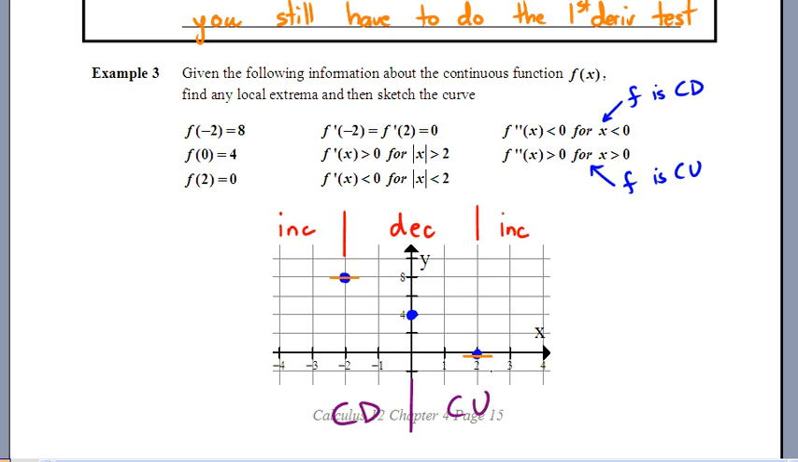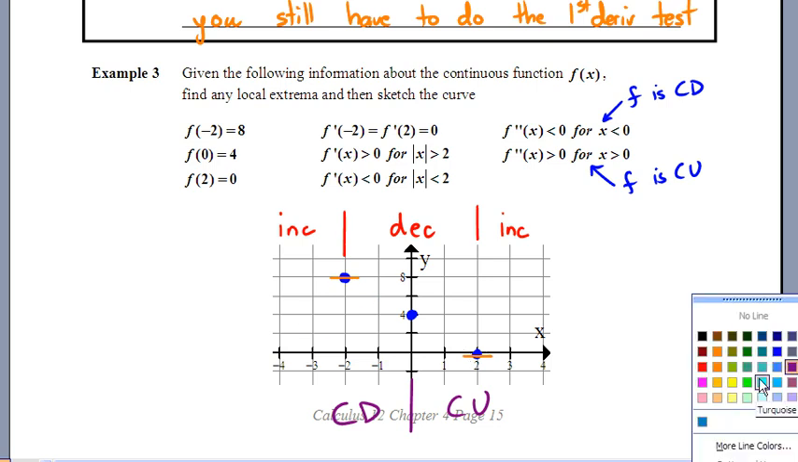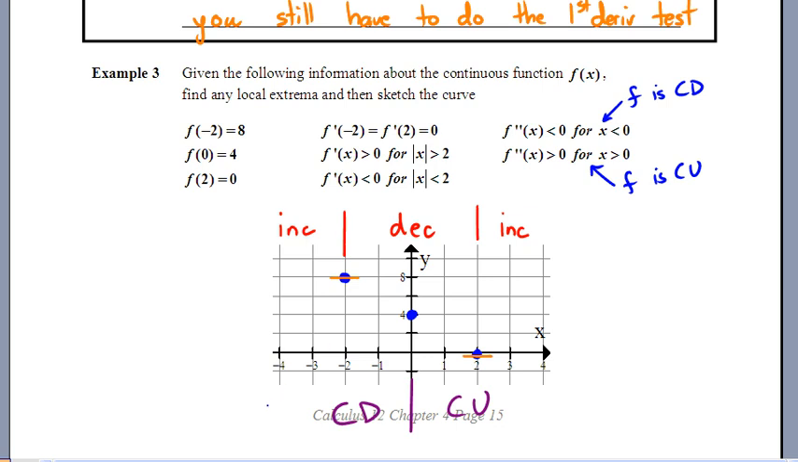The second derivative test actually helps me out here, because if I look at this first blue dot that I've got, it's a critical point because you told me that the derivative was 0 there. And I know that the second derivative is negative because I'm concave down. So I've actually for sure got a maximum there. And the reverse is true at x equals 2. I'm going to have a minimum. So I think my picture is going to look something like this.